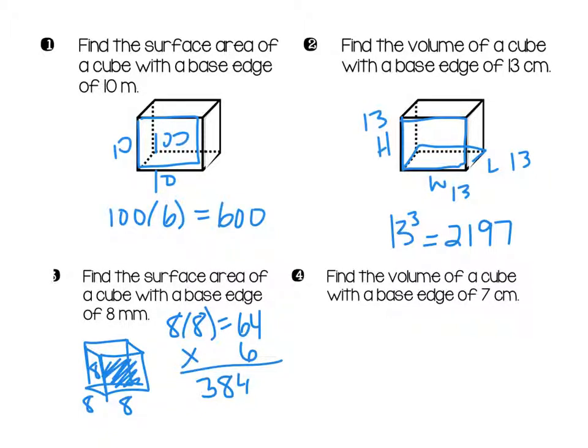Find the volume of a cube with a base edge of 7. 7, 7, 7. So that's going to be 7 cubed, which is 343. So with cubes, we could use those formulas, or we could just kind of think through the situation.